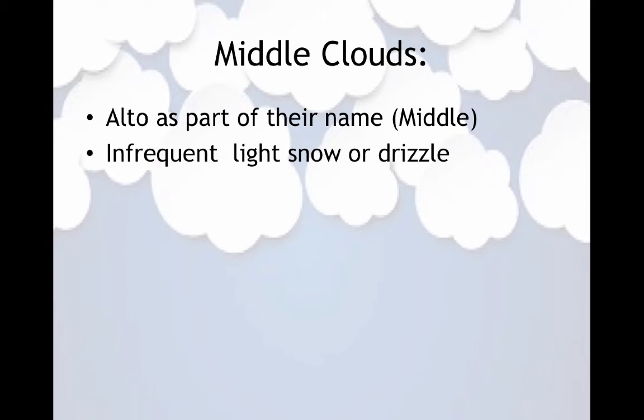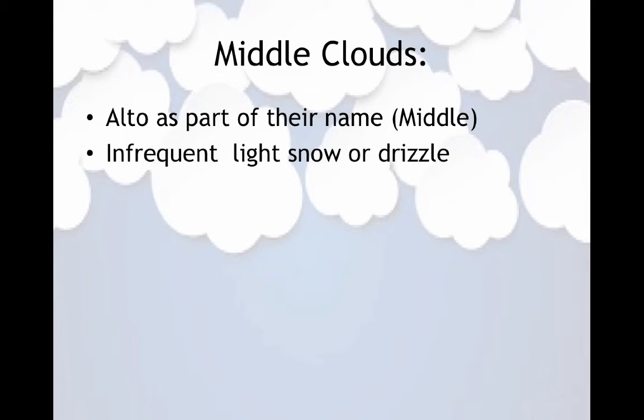The next type of cloud that we have is the middle clouds. Middle clouds generally are found in heights between 2,000 and 6,000 meters. The word alto is always a part of their name, which in Latin means middle. If you play the alto saxophone, you play the middle-sized saxophone. If you're an alto in choir, you sing the middle range of the part. So alto means middle.